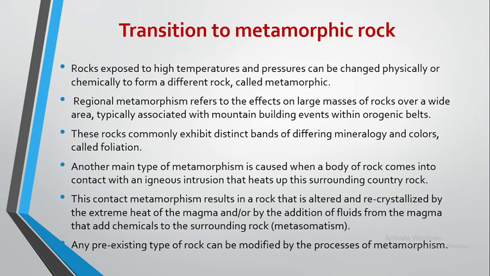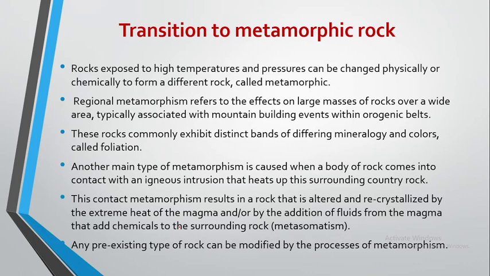Regional metamorphism, in the sense that it covers a large or wide area. It refers to the effect on large masses of rock. A very large mass of rock is affected, and it is typically associated with mountain building, even within an orogenic belt. As we know, orogenesis is the process of mountain building. So this regional metamorphism is usually seen in the orogenic belt.